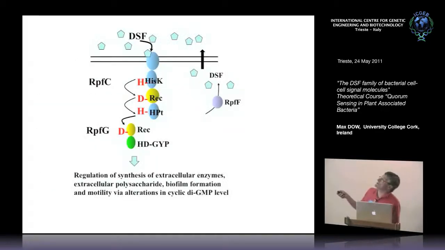And this is how we imagine this system works, just as a cartoon to summarise what I've said. RpfF makes DSF, which we think is freely diffusible out of the cell. We believe that DSF is recognised by the transmembrane domain of RpfC. We think it leads to autophosphorylation of RpfC, phosphorelay through the receiver domain and HPT domain to the receiver domain of RpfG, which then activates RpfG as an enzyme to degrade cyclic diGMP. Downstream of this, there are a whole range of different functions regulated by cyclic diGMP in the cell, and as I say, I'll talk about those tomorrow.